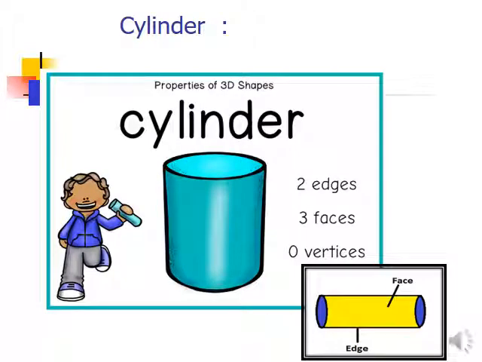Now we will talk about the cylinder. So this is the cylinder. So the properties of the 3D shape cylinder: the cylinder has 2 edges, 3 faces, and 0 vertices.